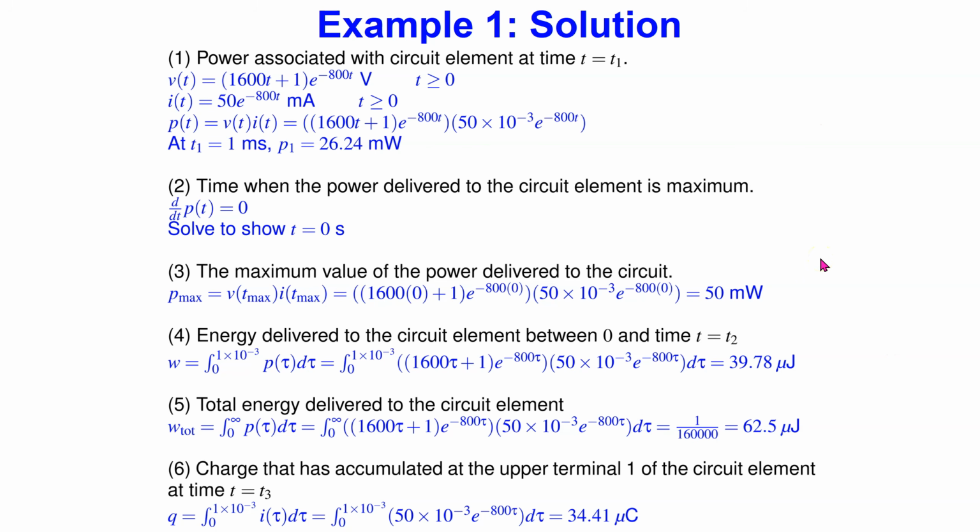The complete mathematical solution is illustrated here. In this case, the maximum power occurs at time t is equal to 0 seconds and has a value of 50 milliwatt. Also, the total energy delivered to the circuit element is 62.5 microjoules. Please pause the video now if you wish to study the solution in more detail.